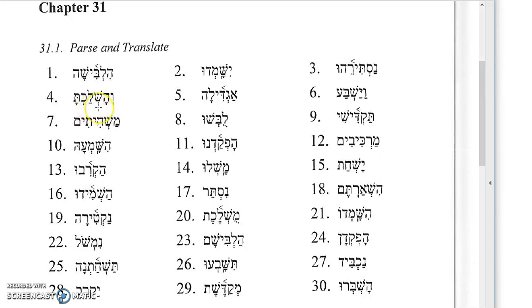And then shalak in the hifil means to throw or cast. And so ta would be a second masculine singular perfect. And you will be cast or thrown. Probably in the sense that you'll be cast away or thrown away.